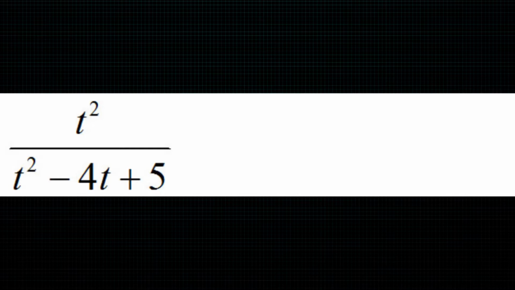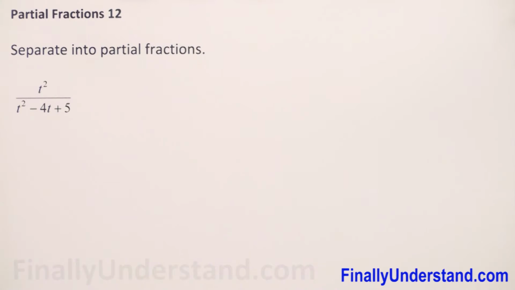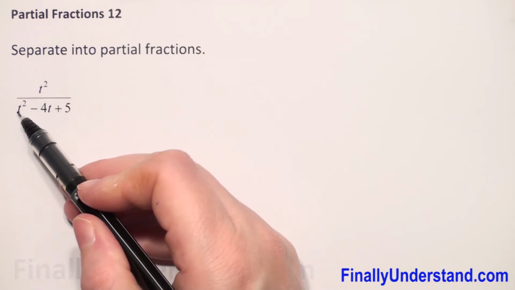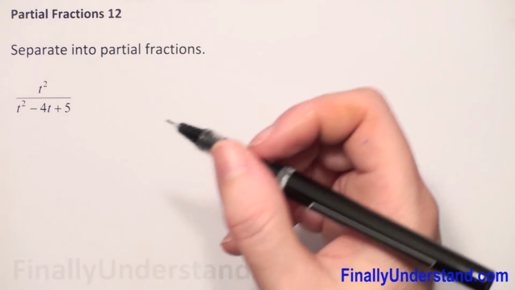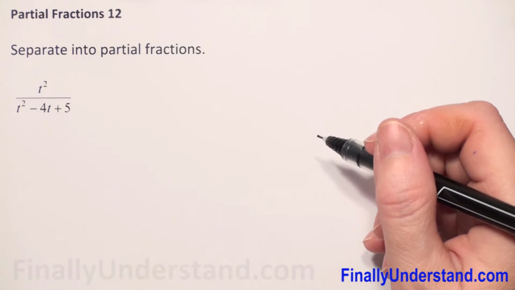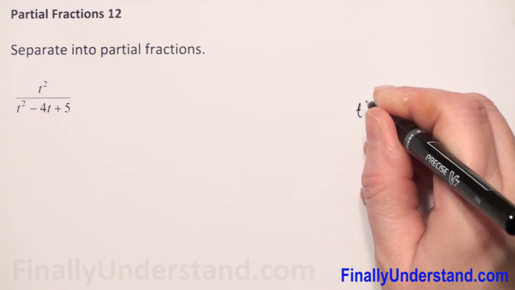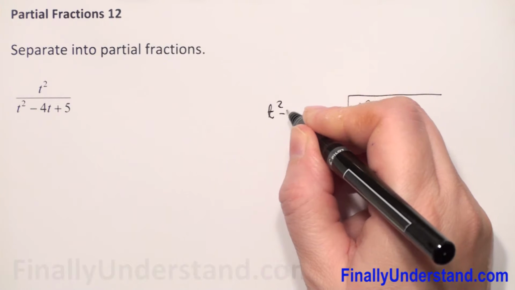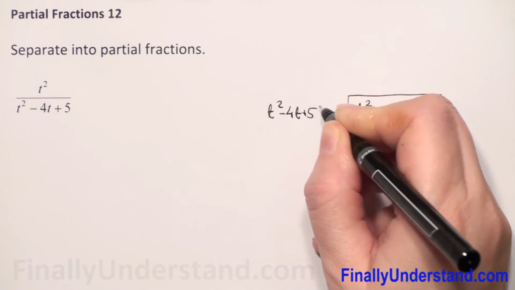We have a given rational fraction and we have to rewrite this fraction as a sum of partial fractions. First, we need to check the power of our numerator and denominator. In this example, we have t to the second power and t to the second power, so the power is the same, so we need to do long division. Our dividend is t squared and our divisor is t squared minus 4t plus 5.